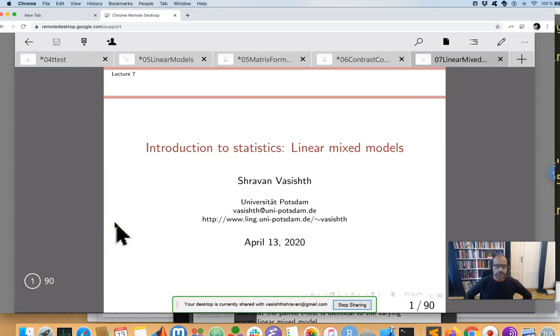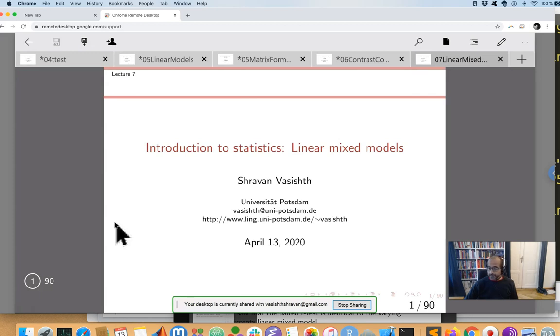Okay, so in this lecture, I'm going to cover the basic theory relating to linear mixed models. This is in many ways the crucial lecture in this course, because everything that we have learned so far is now leading up to understanding this framework of linear mixed models. The linear mixed modeling framework is the current state of the art in data analysis.